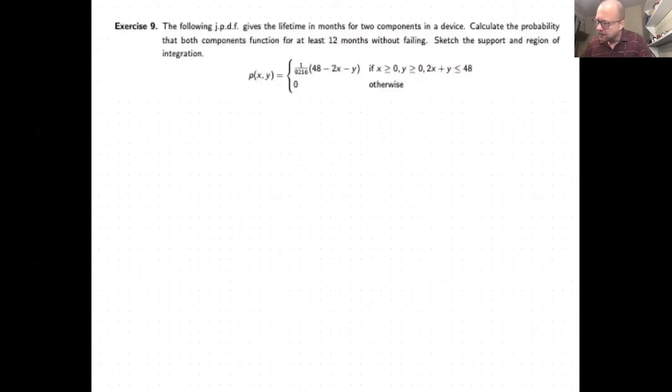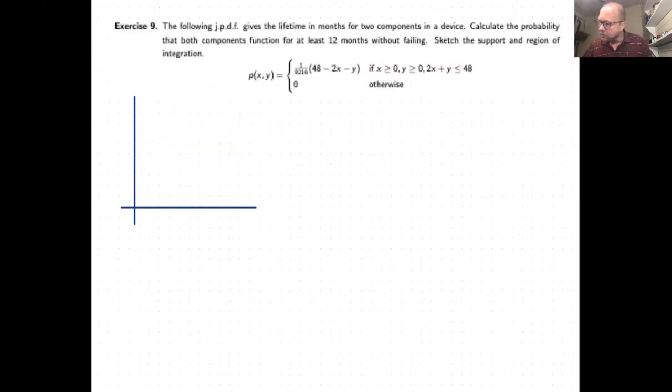So here we've got x is greater than or equal to 0 and y is greater than or equal to 0. So we're in the first quadrant. And then we've got this 2x plus y is less than or equal to 48. If you solve for y, you'll have a slope of -2. Okay. So just getting us a super rough sketch here. We've got the y-axis, we've got the x-axis, and we're wanting to think about stuff in this region.